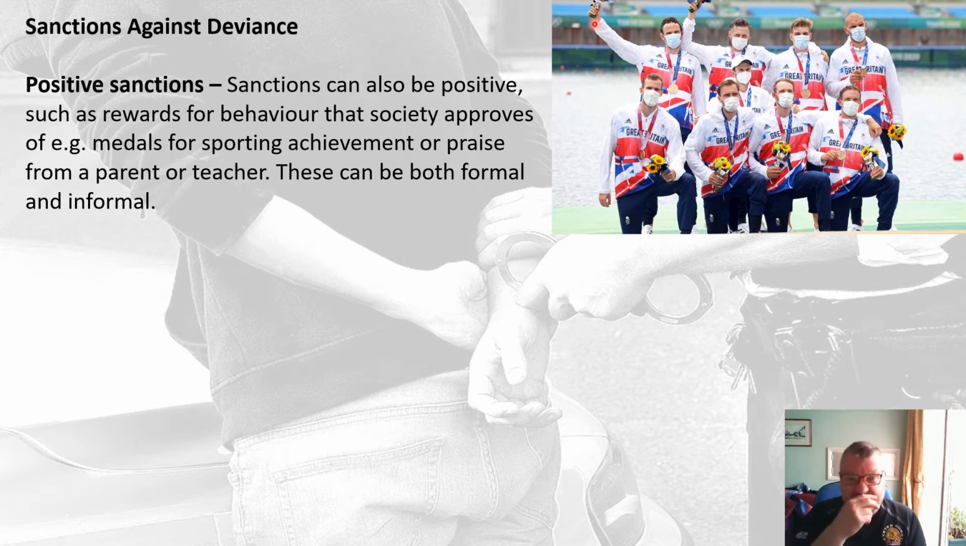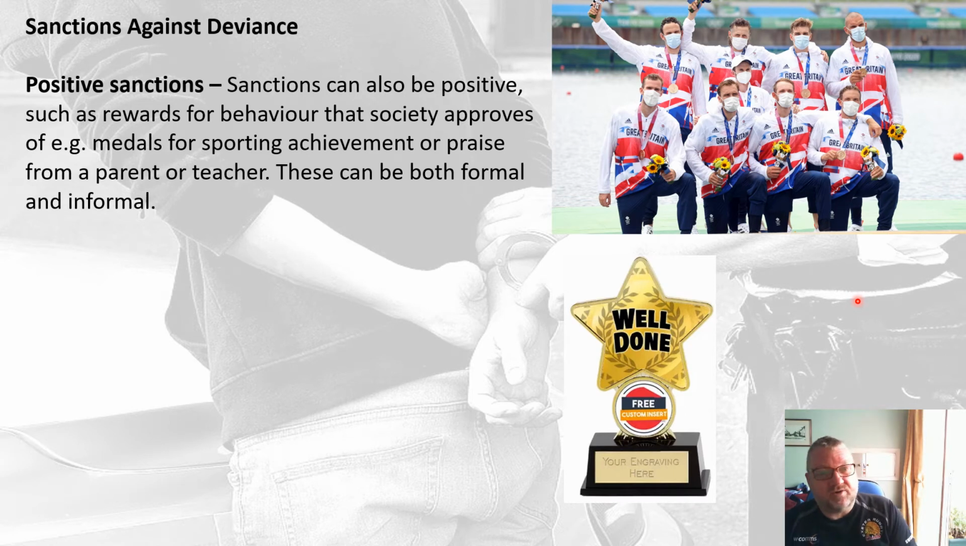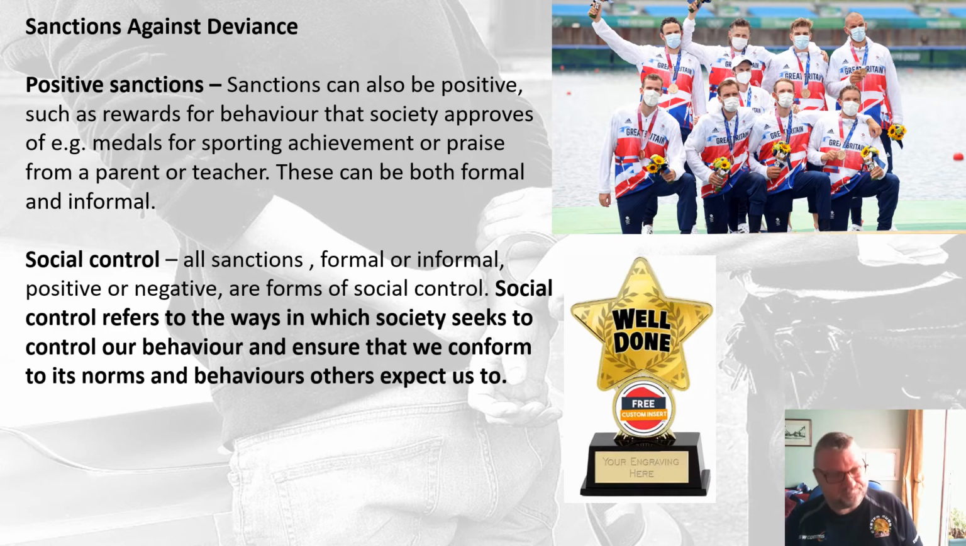So here we see the Olympic bronze medal winning men's 8 rowing team in Tokyo. I put this one up only because one of the rowers over here, Jacob Dawson, I used to teach. So there we go. And of course, some of you may have got a little trophy from school saying well done. You can see here, free custom insert your engraving here. That would be an example of an informal positive sanction.